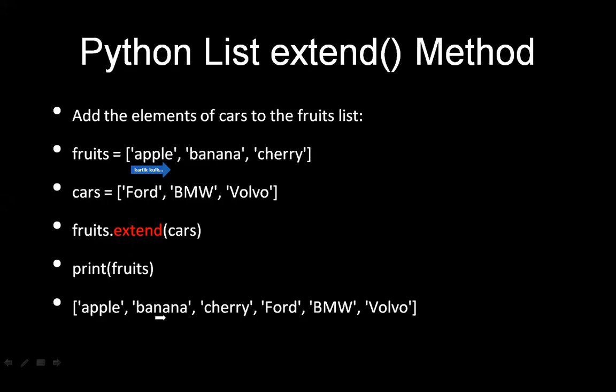You can notice apple, banana, cherry, these are the fruits elements. When I use the extend method, I am going to extend the existing list by another list, in which Ford, BMW, and Volvo are present. So this is how the extend method is used, theoretically. Now let us see how we actually implement it in practice.